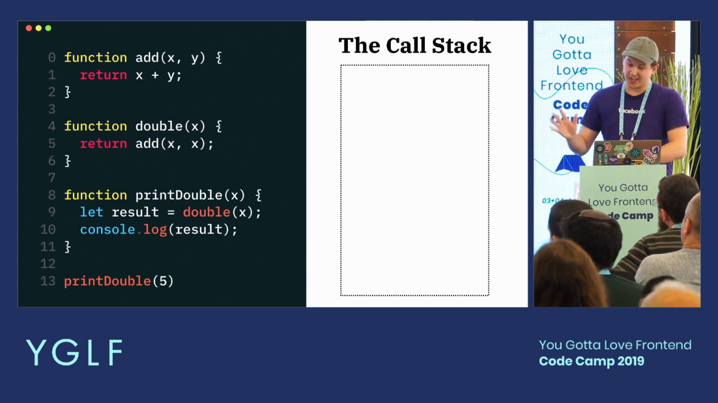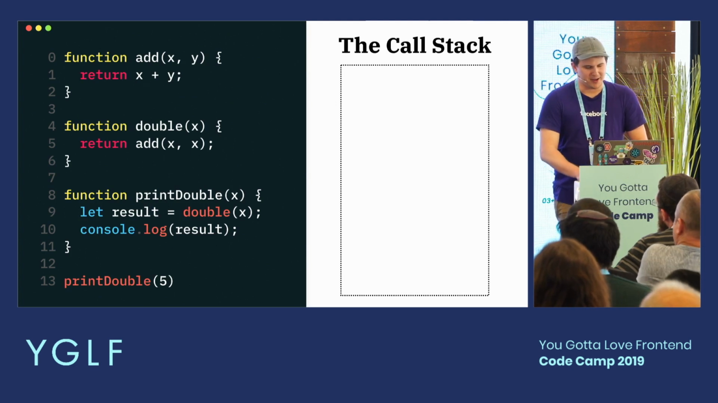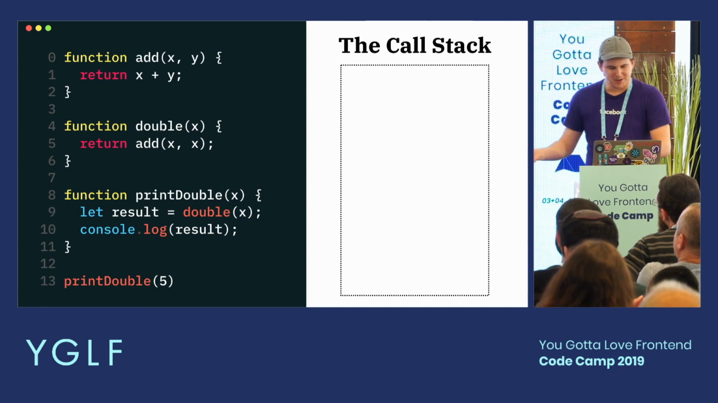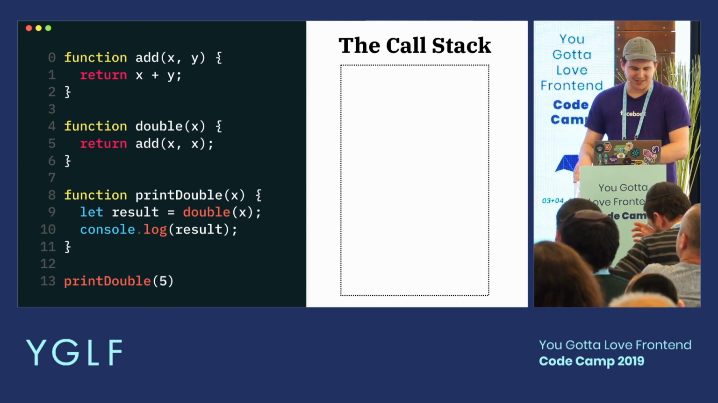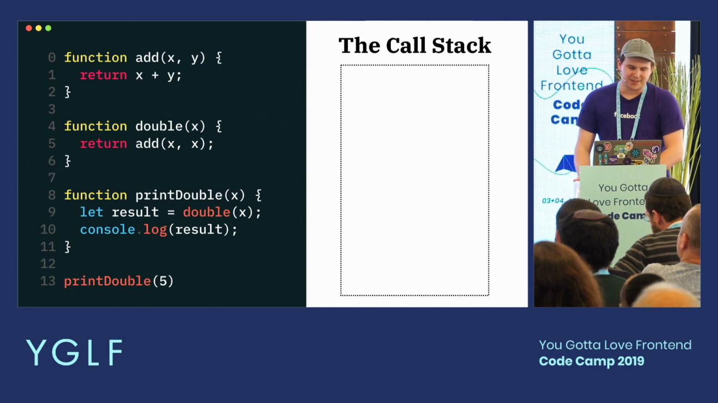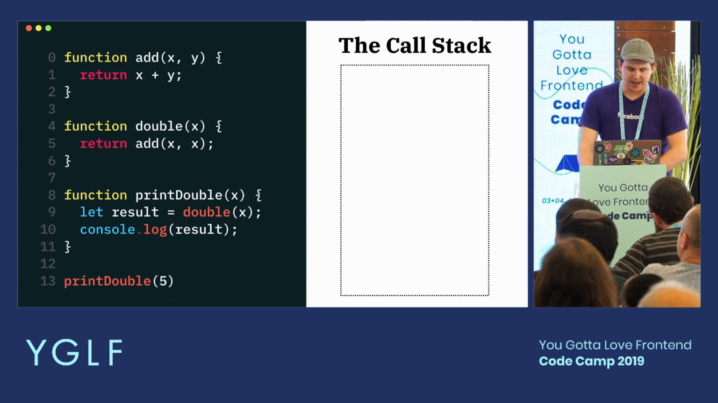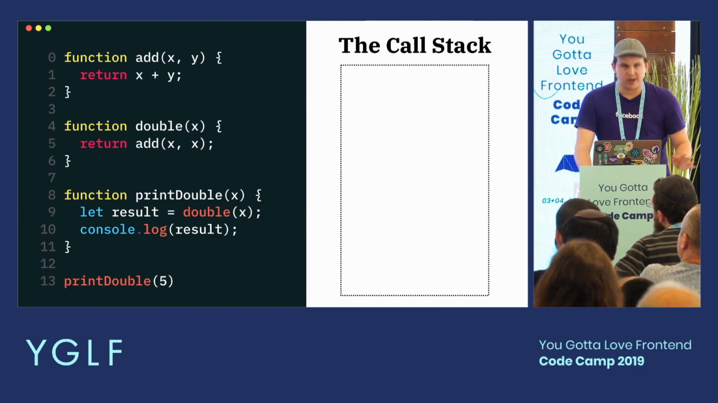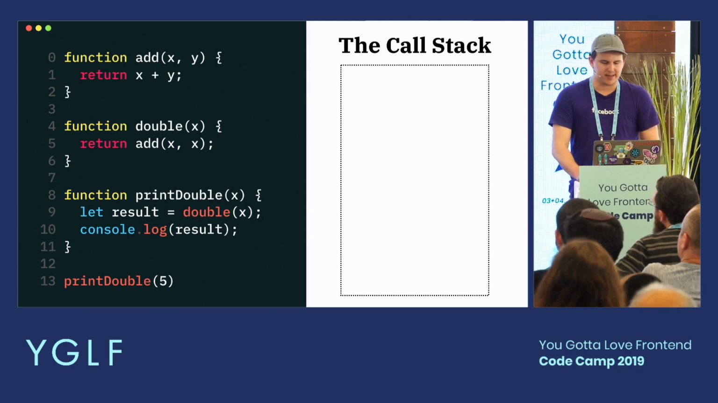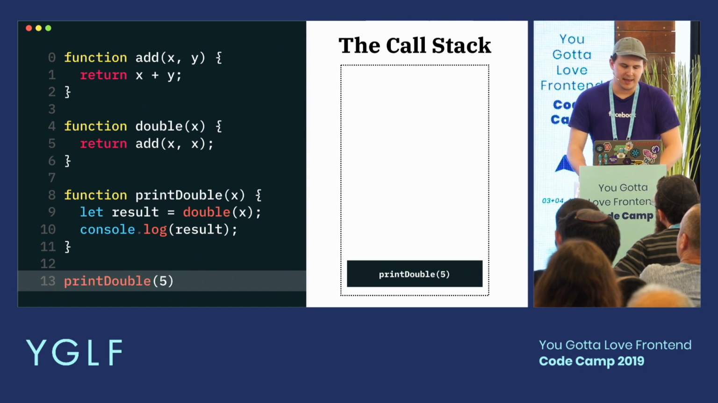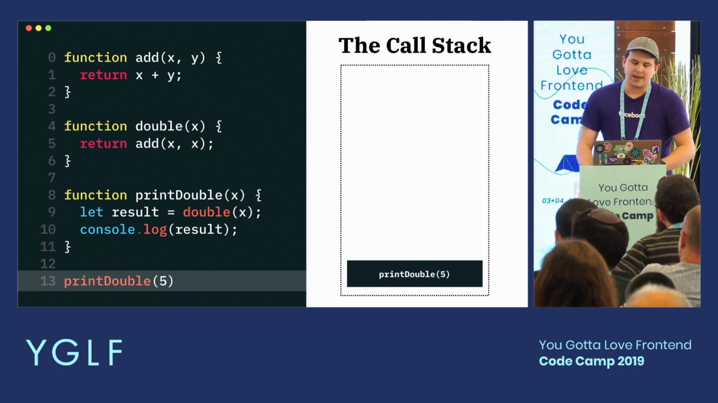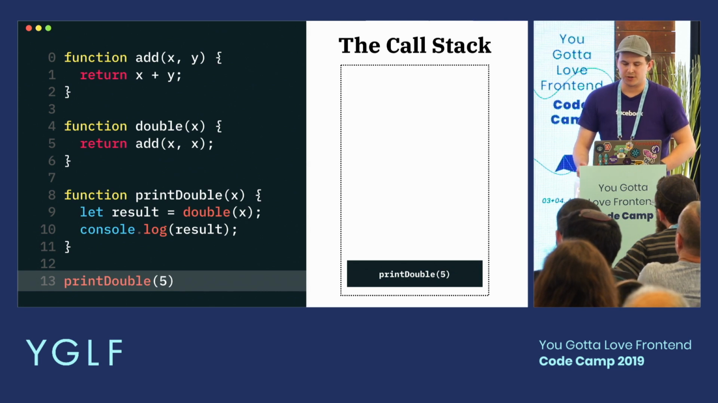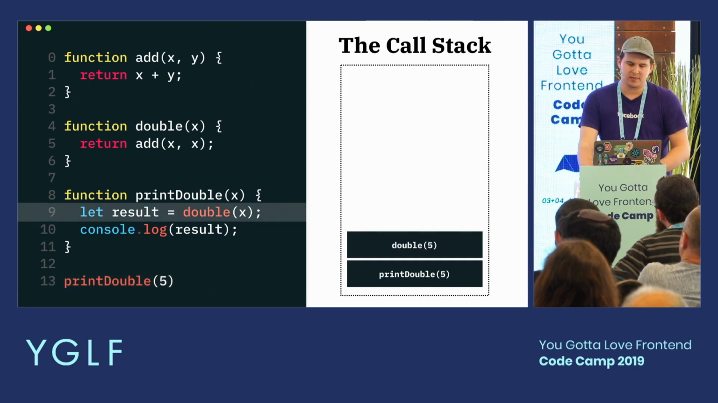So this is a super fun little app here. We have a function add that adds two numbers, double that uses add to double a number, printDouble that just doubles and prints it. And then on line 13, we call this printDouble function with the number 5. So before the program starts at all, the call stack is empty. There's nothing in there. And then it hits that line 13, sees that there's a function call for printDouble, and then it creates a stack frame for that function call and pushes it onto the stack.